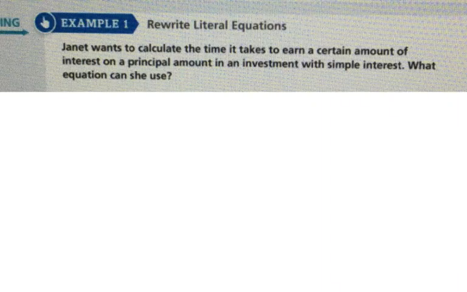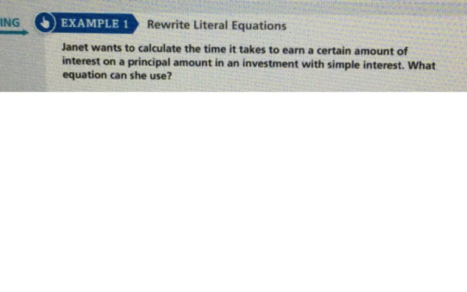So right here, I have this. It says, Janet wants to calculate the time it takes to earn a certain amount of interest on a principal amount in an investment with simple interest. And then it asks, what equation could she use? Well, I guess they're just giving us the equation.